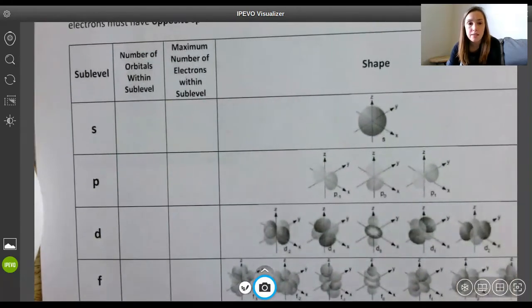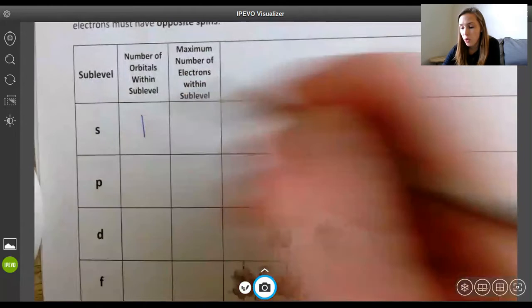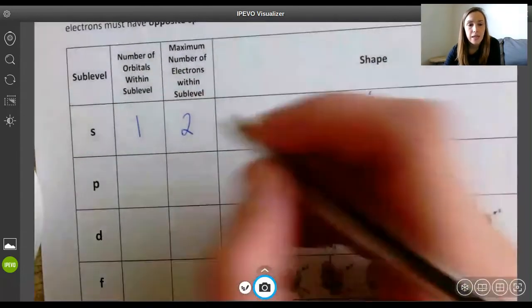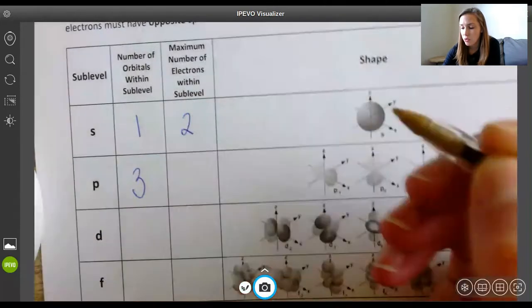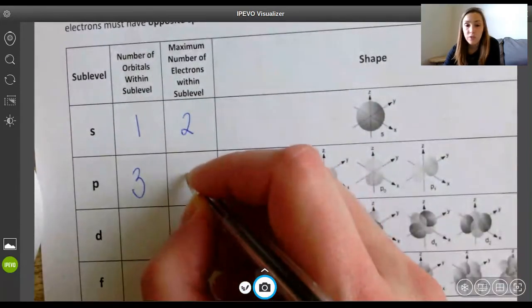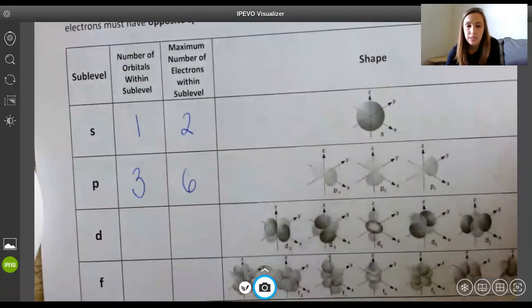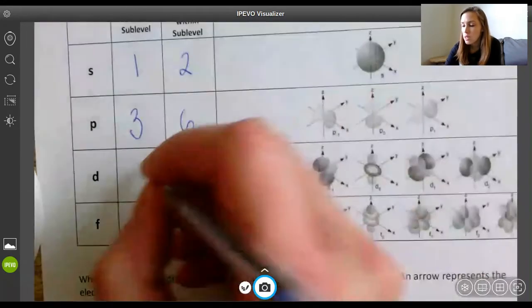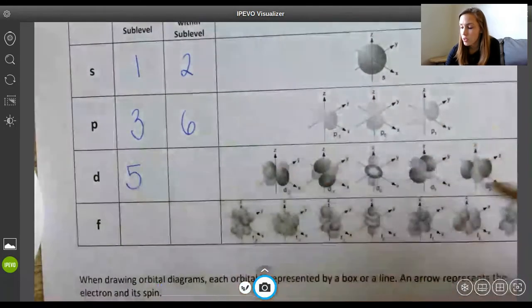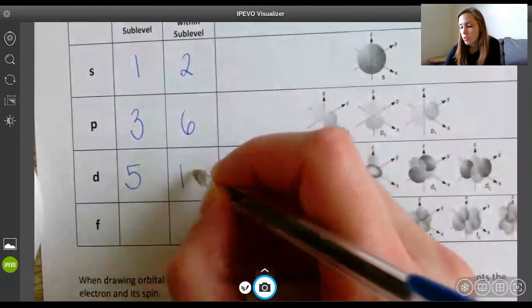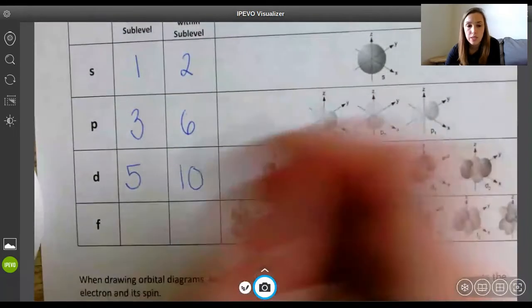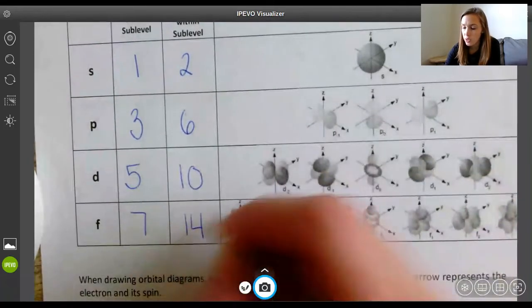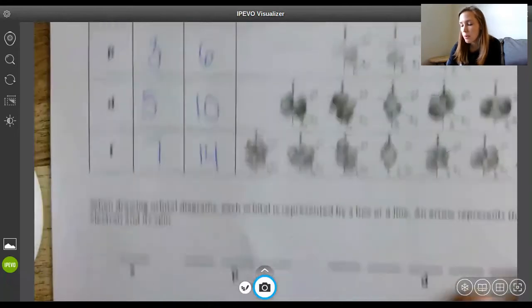But for our S sublevel, there is 1 orbital within it, which allows it to hold its 2 electrons. In our P sublevel, there's 3 orbitals, which means for each one that can hold 2, it can hold up to 6 electrons. And that should be familiar again from when we did our electron configurations. D has 5 different orbitals, with each having up to 2, so we can hold 10 electrons. F is 7 orbitals, which allows it to hold up to 14. So a little bit with terminology.